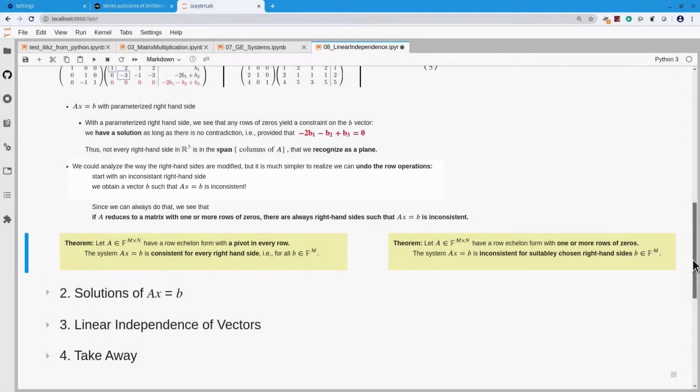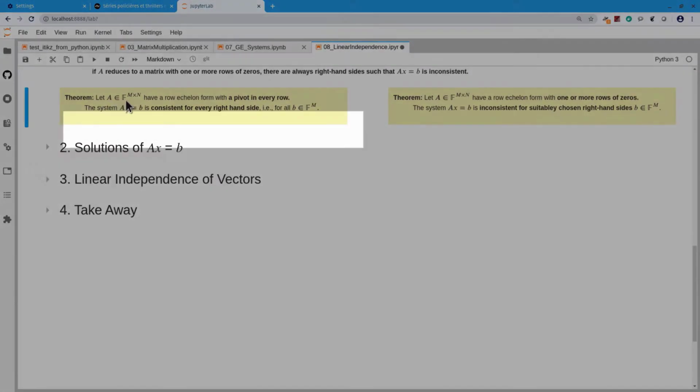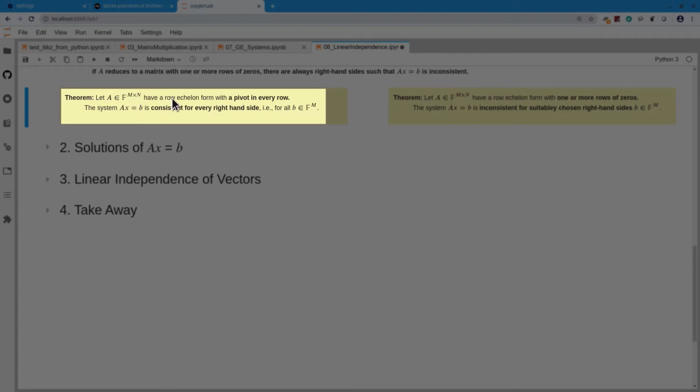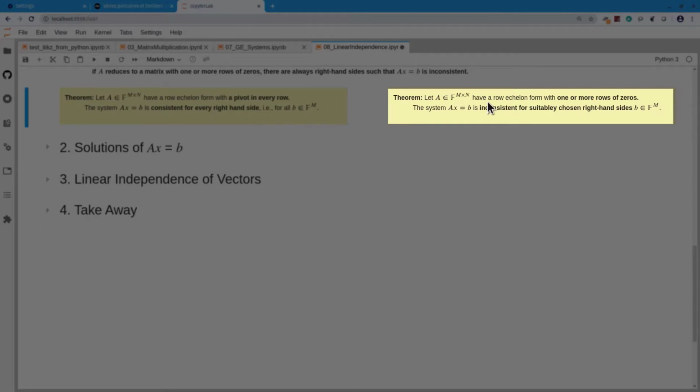We get the following theorem out of this. Let's start with our matrix A of size m by n, and let's say it has a pivot in every row. If it has a pivot in every row, then Ax equals b is consistent for every right-hand side, and so is consistent for all the b's in my space F^m. On the other hand, if I have one or more rows of zeros, then we know that Ax equals b is inconsistent for some right-hand sides in that space. There will always be vectors in F^m that we cannot reach by computing A times some x.